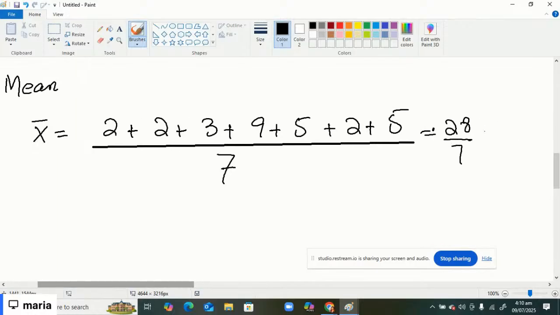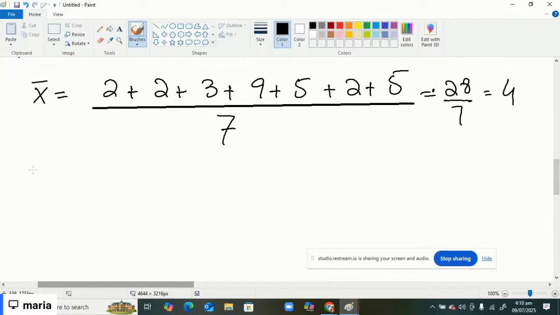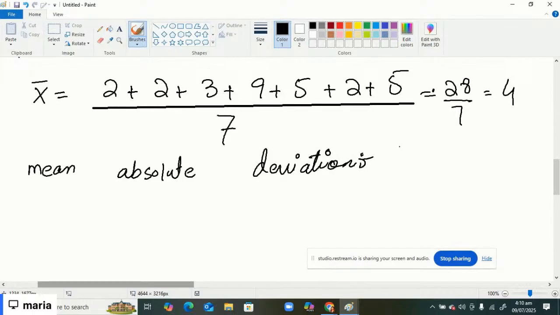And what is the answer? That is 4. Now let's find the mean absolute deviation. So how to do it? The mean is 4. So now we subtract each digit, taking absolute. Let's do it. I'm going to subtract the mean from each digit.